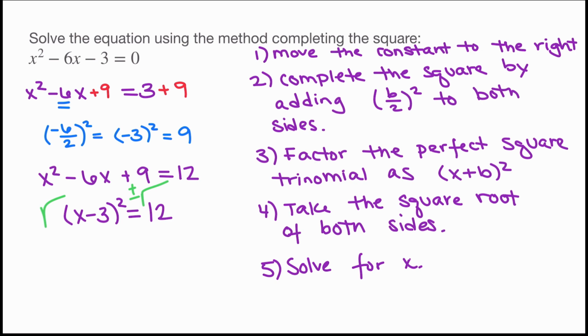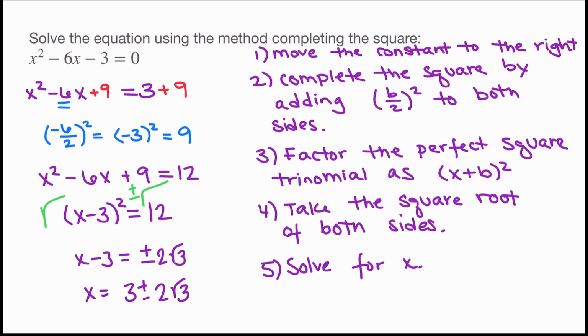So take the square root, don't forget the plus or minus. On the left, that gives me x minus 3. And on the right, I get plus or minus root 12. 12 is the same as 4 times 3. 4 is a perfect square. So square root of 4 turns into a 2. And then the 3 stays inside the radical. So I've got x minus 3 equals plus or minus 2 root 3.